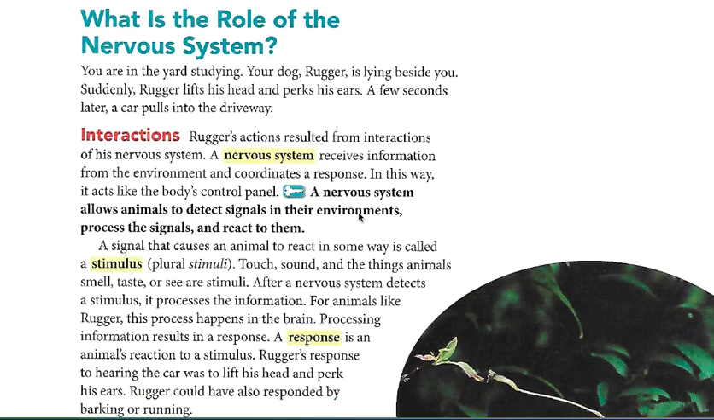Interactions. Rugger's actions resulted from interactions of his nervous system. A nervous system receives information from the environment and coordinates a response. In this way, it acts like the body's control panel. A nervous system allows animals to detect signals in their environment, process the signals, and react to them.